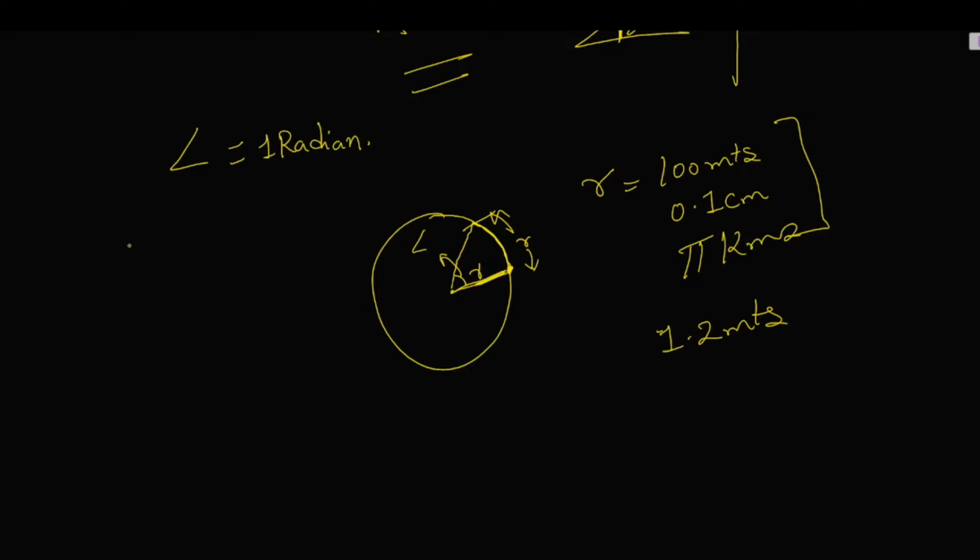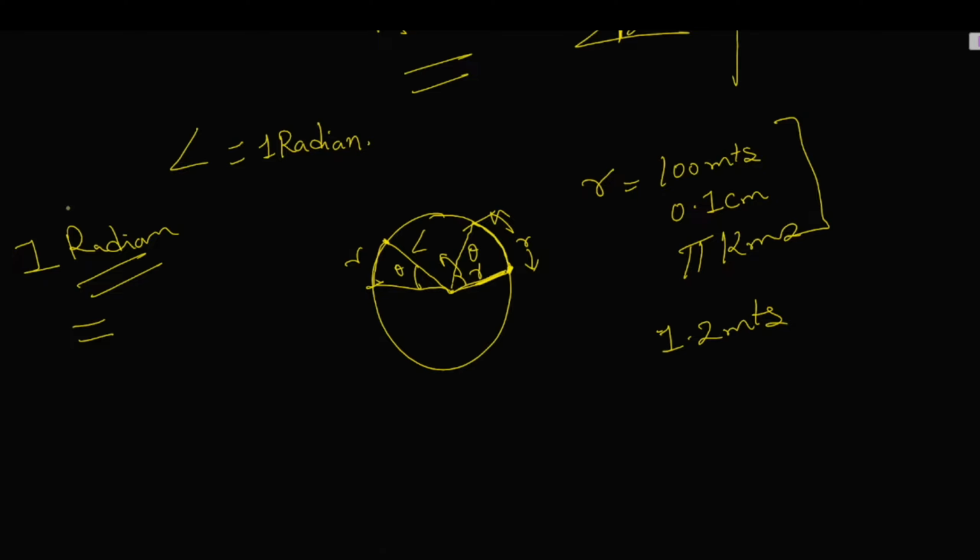That means what is 1 radian? If I have to ask, what is 1 radian? It is the angle subtended by the arc of the same length as the radius. So we have radius r, we have traversed r distance from any starting point. If we have traversed r distance here, then this angle would be equal to 1 radian. That is the definition of 1 radian.